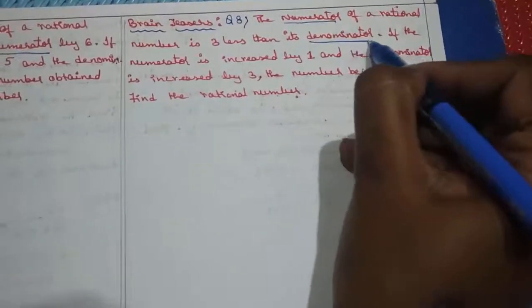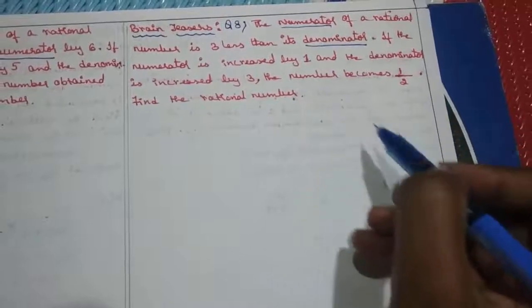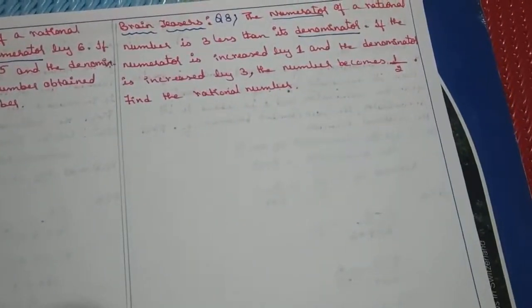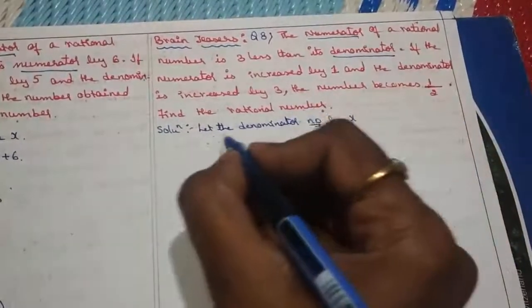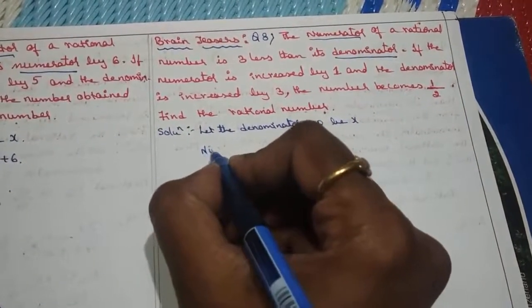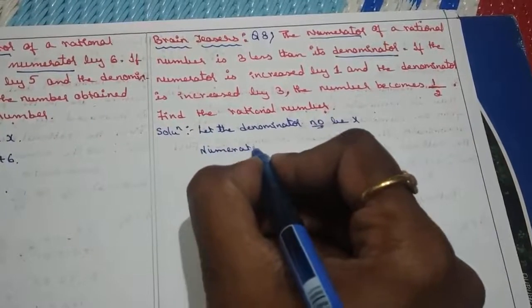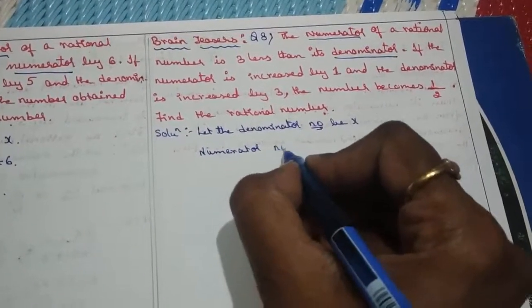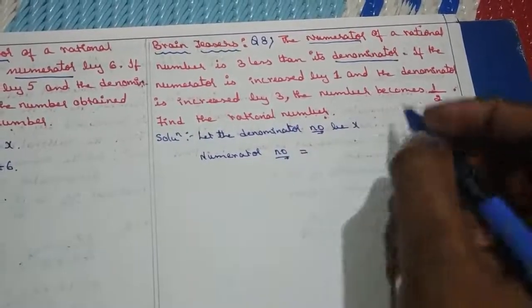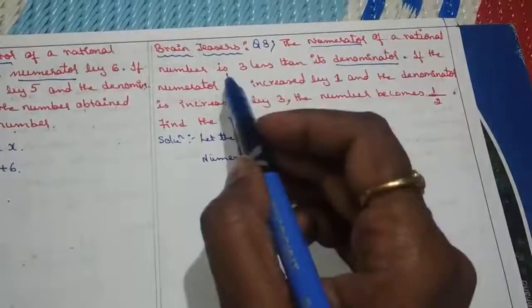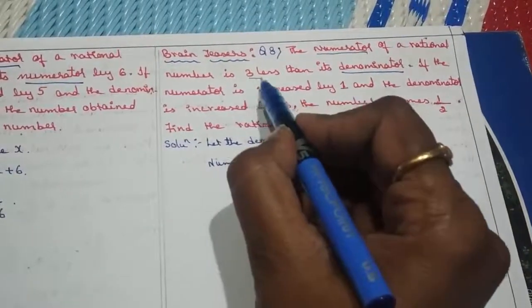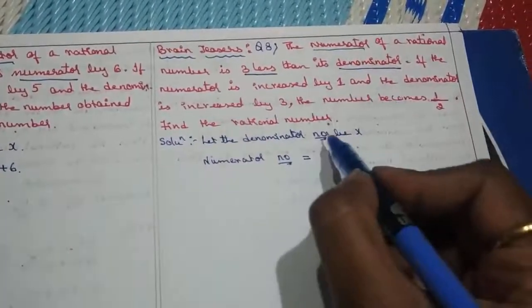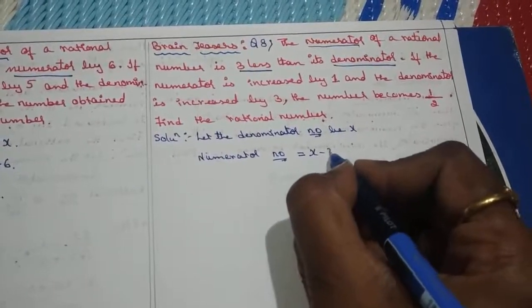So here the numerator is compared with the denominator, so the denominator is the second person. Therefore we need to assume, let the denominator of the rational number be x. So let the denominator be x and the numerator be equal to what is said: the numerator of a rational number is 3 less than its denominator. So 3 is less. To whom is it less? Than the denominator, that is x minus 3.